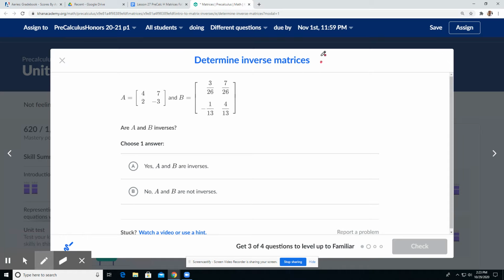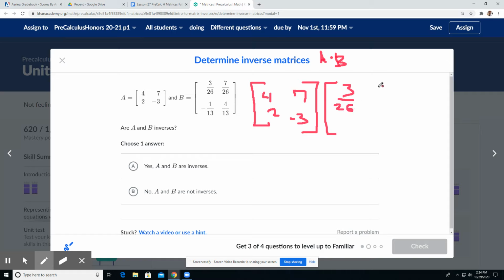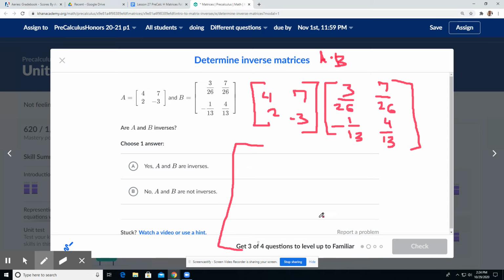So we want to multiply A times B. Remember, order matters here. A is 4, 2, 7, -3. I'm not sure if order matters when we have inverses; I would think they would be inverses of each other either way, but let's go through this. B is 3 over 26, 7 over 26, -1 over 13, and 4 over 13. We're going to multiply them out. I'll do a nice big matrix over here. Bam! All right, let's see how we did.